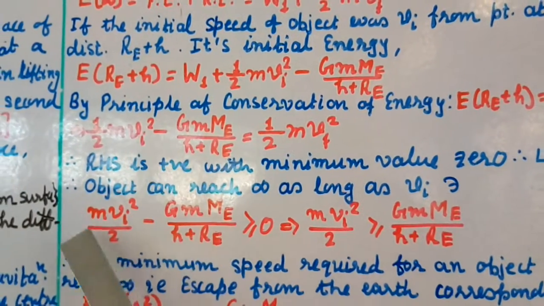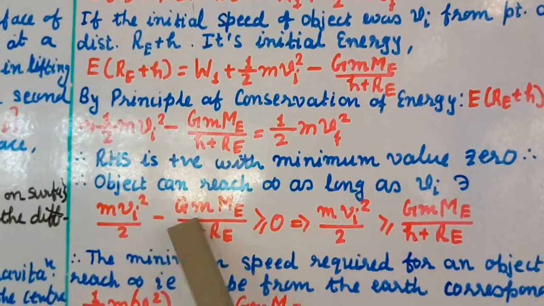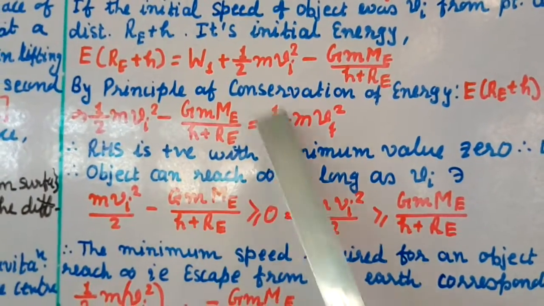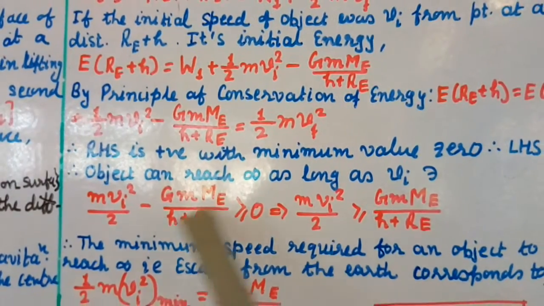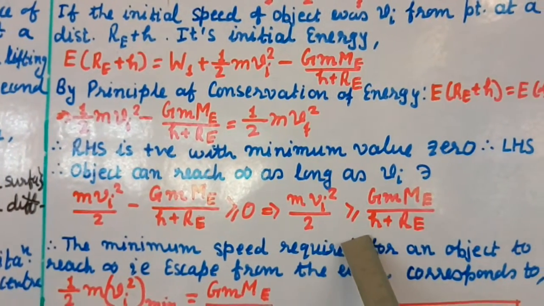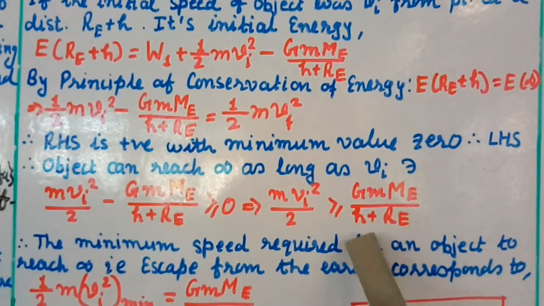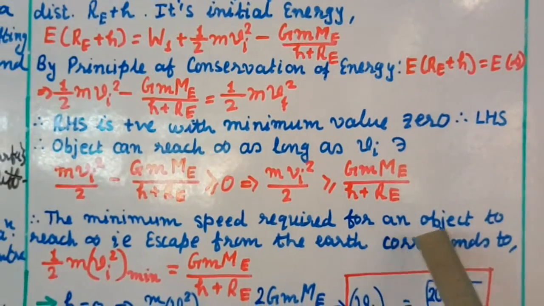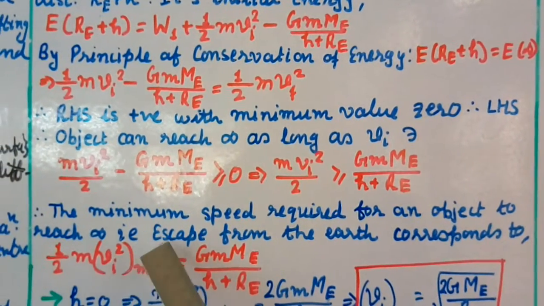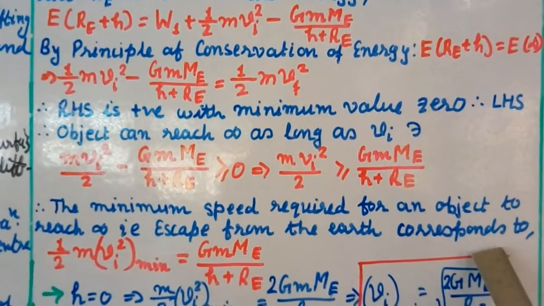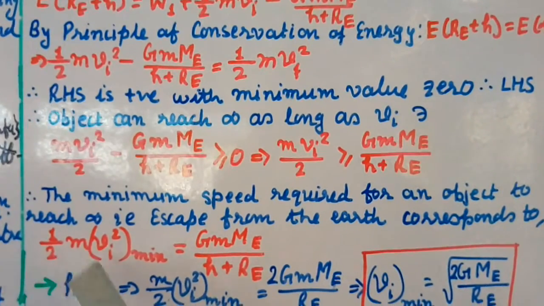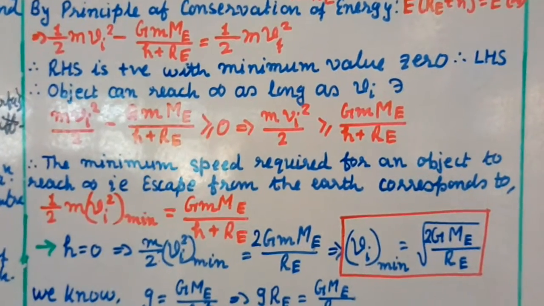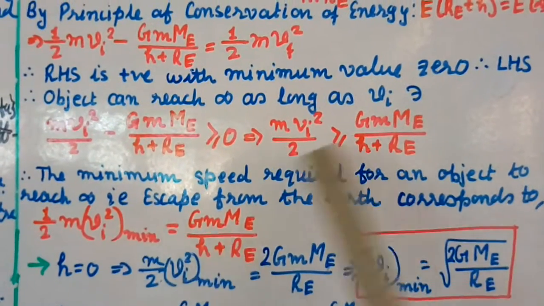So I take this part and write it as m vi square by 2 minus G m Me divided by h plus Re greater than or equal to 0. If you transfer this value over here, it becomes positive. So you get m vi square by 2 greater than or equal to G m Me by h plus Re. Therefore, the minimum speed required for an object to reach infinity, that is, to escape from the Earth, corresponds to half m vi square minimum. Okay, now we take the minimum velocity, how much is required, or minimum speed, equal to G m Me by h plus Re.